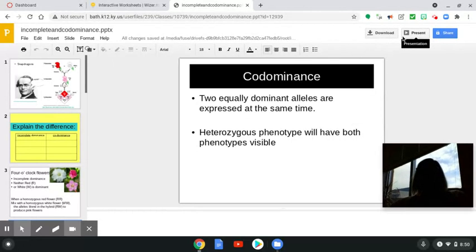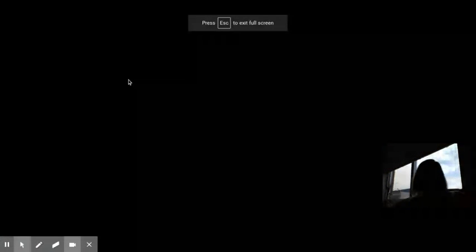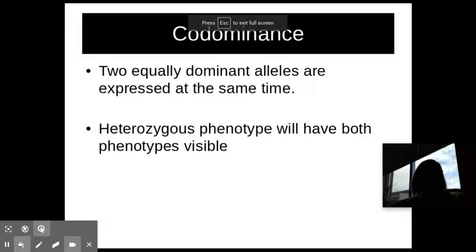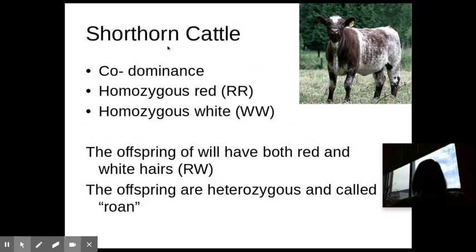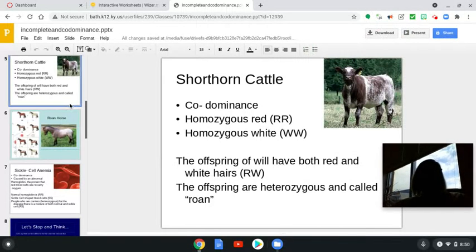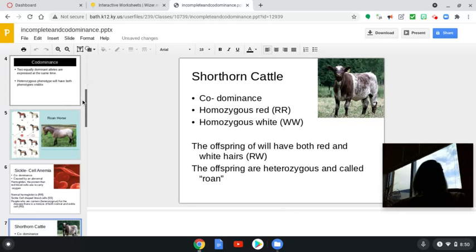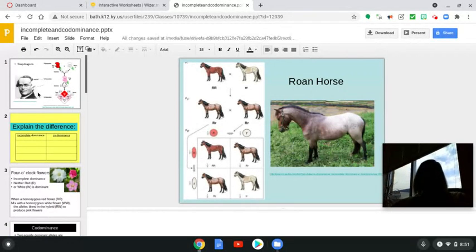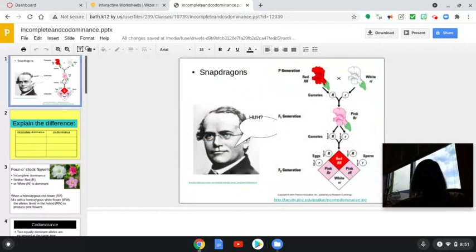So let me put this in percent mode. And let's start with the correct slide. Let's try that. As you can tell, this morning is not the best of mornings. Okay, now we'll do it percent.